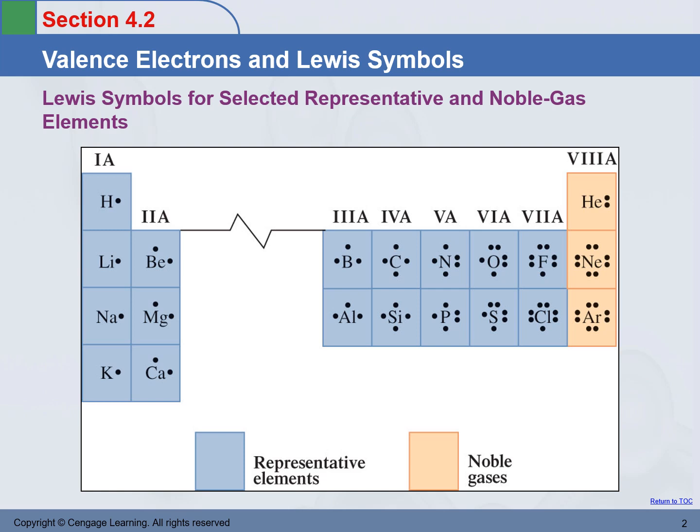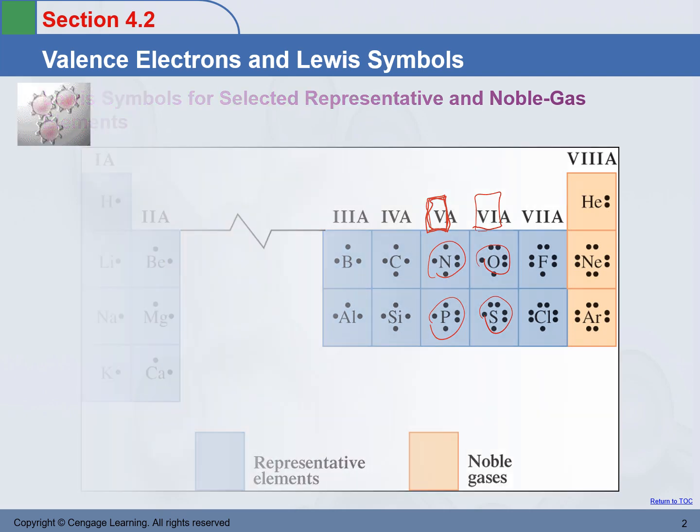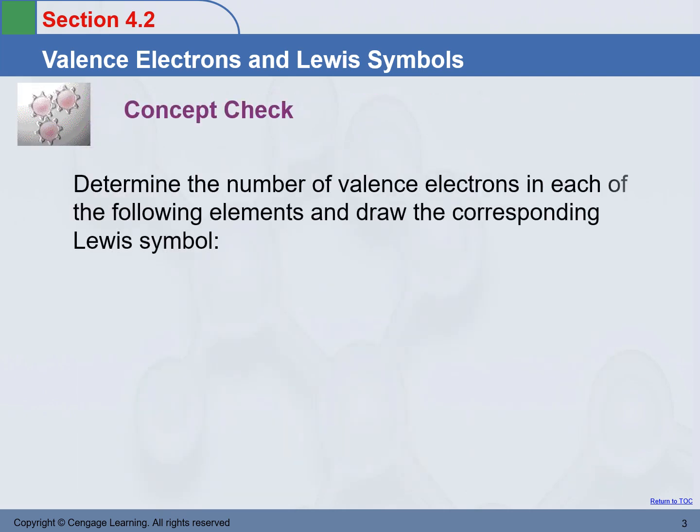These are the Lewis symbols for the first 20 elements. Again, the number of dots is the same as the Roman numeral in the column number. As you can see, 6 here, 6 here, 5 here, 5 here. All right, let's try to decide the number of valence electrons in each of the following elements and draw the Lewis symbol.